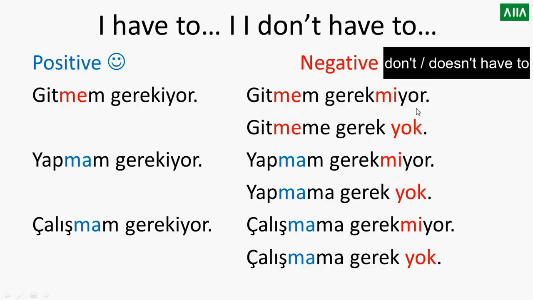Sometimes you may not hear the last letter of R. Okay, so just people make it softer. So gitmem gerekmiyor. So you may hear this. This is possible. So next example here is yapmam gerekmiyor. Yapmama gerek yok. Çalışmam gerekmiyor or çalışmama gerek yok.